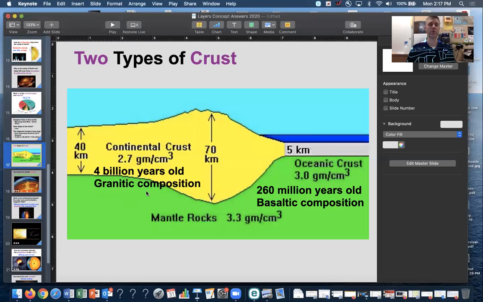And probably the most familiar rock with granitic composition is a rock called granite. Maybe some of you have heard of it. They use it a lot in really nice countertops or headstones, like in cemeteries. That's what they make headstones out of now, is granite. And then probably the most common rock with basaltic composition is a rock called basalt. So their names are pretty close to the most familiar one in that group.